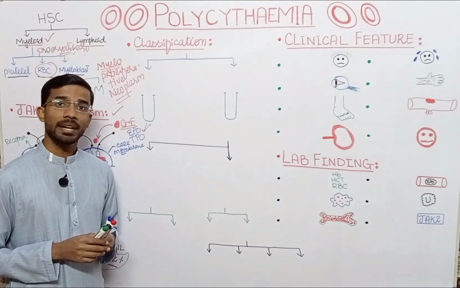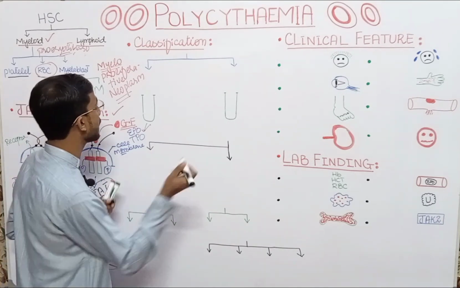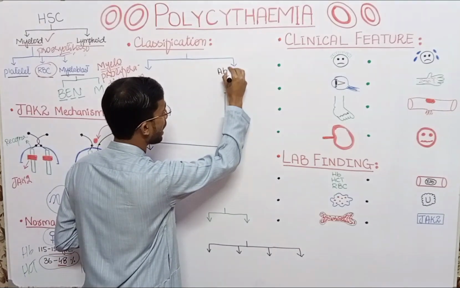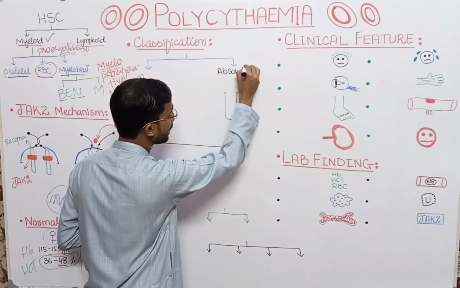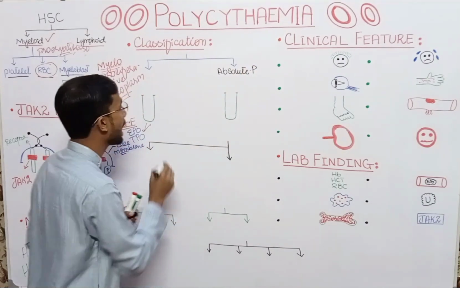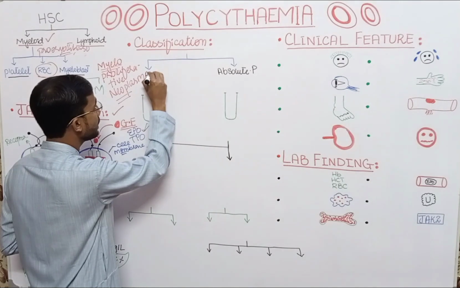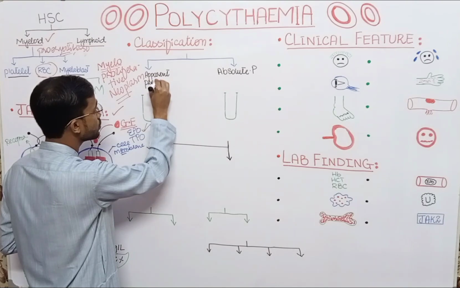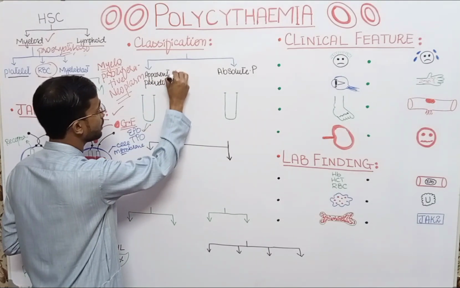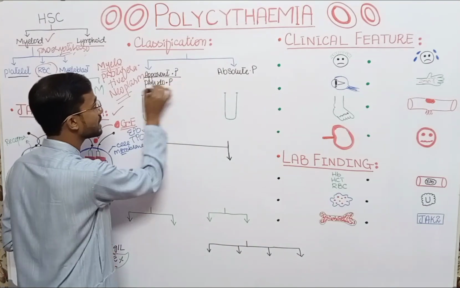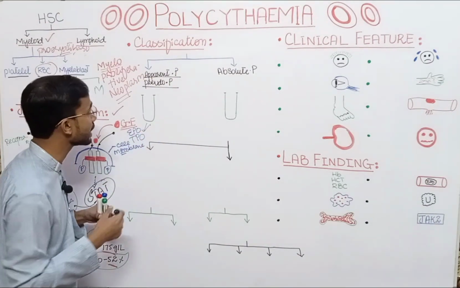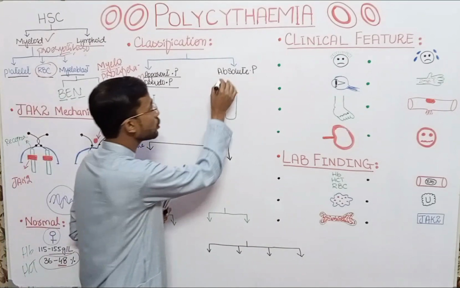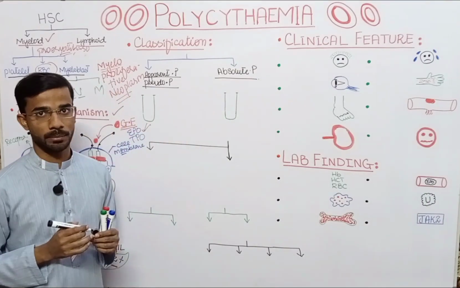Next we will discuss the classification of polycythemia. We divide polycythemia into two categories. First, absolute polycythemia, and second, apparent polycythemia, or you can say pseudo polycythemia. These are different names for the same thing: apparent polycythemia, pseudo polycythemia. First of all, we will discuss absolute polycythemia.